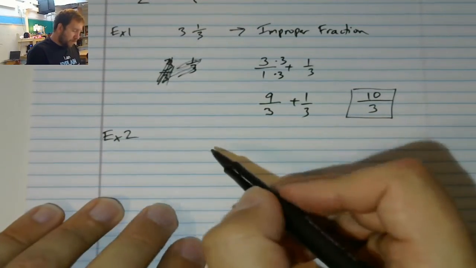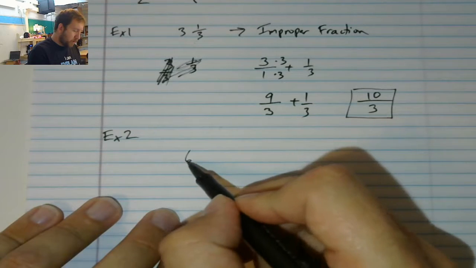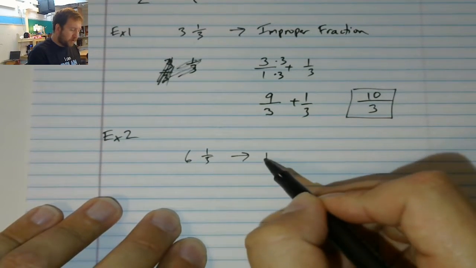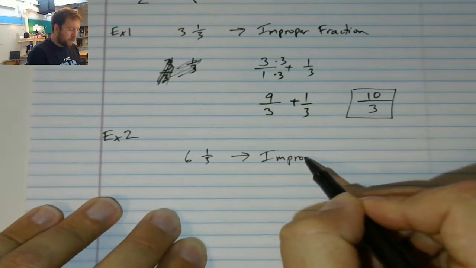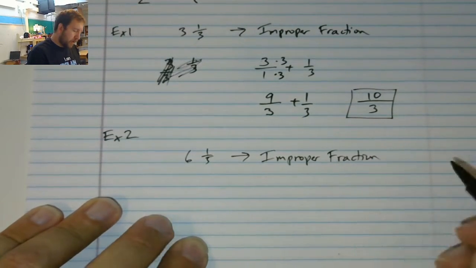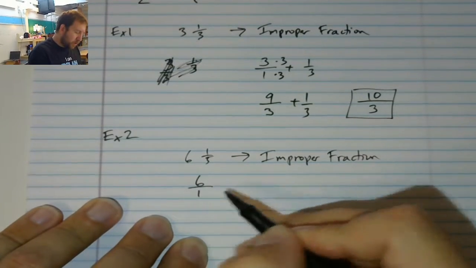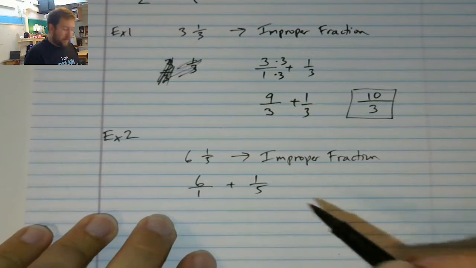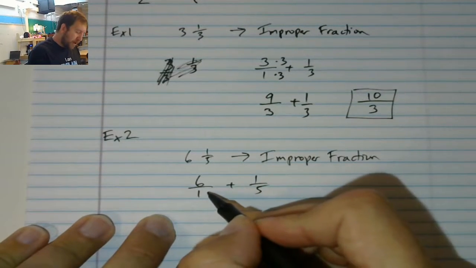Say I have 6 and 1/5, and I want to go to an improper fraction. Okay, so I have 6 wholes plus 1/5. I can't add these, but if I turn this bottom into a 5, I can.